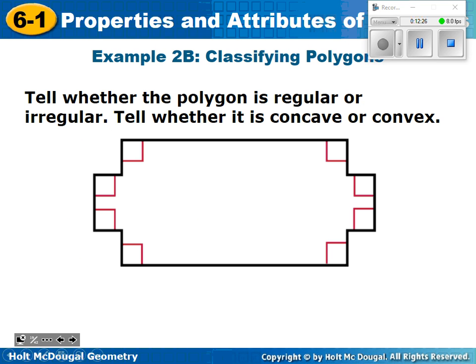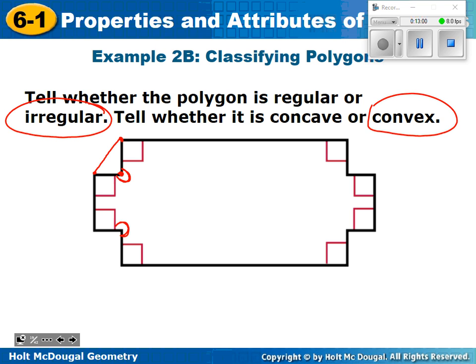Next one, regular or irregular? Irregular. It almost looks like it is equiangular, but be careful, there are these big angles here inside as well, and a lot of times we forget about those. At each vertex, there's going to be an angle measure. So it's really not equiangular or equilateral. So it is irregular. And is it concave or convex? Concave, because again, if I connect these, my diagonal's outside.